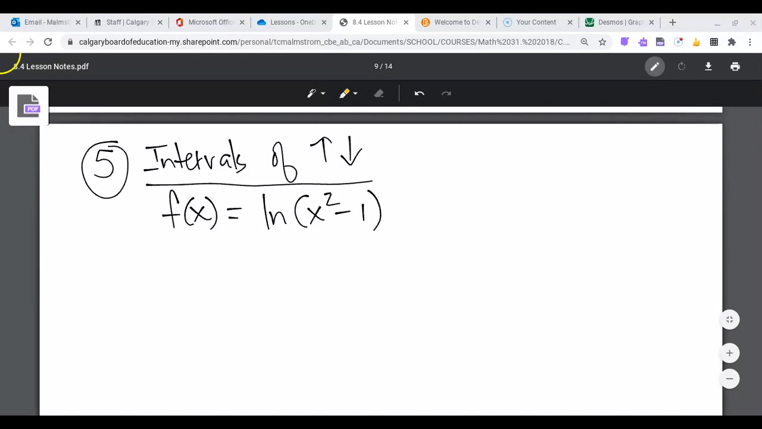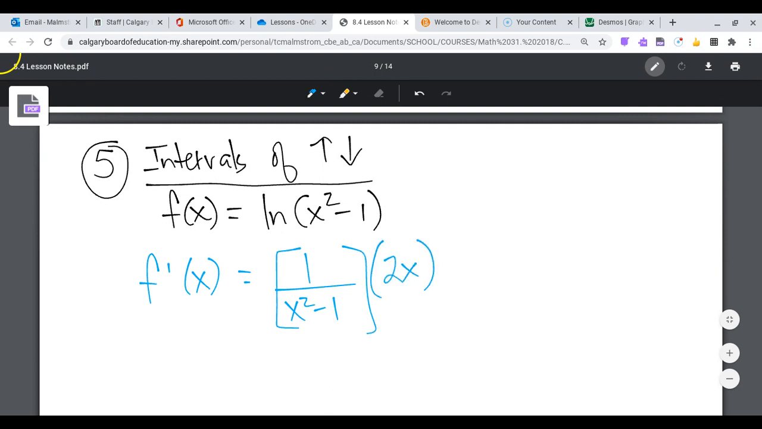Okay, intervals of increase, decrease. So for our function, ln of x squared minus 1, our derivative will be 1 over the argument multiplied by the derivative of the argument. So then we will have to think about setting that equal to 0 to find our critical number. So really we have 2x on x squared minus 1. We could factor that bottom if we wanted to, or leave it as x squared minus 1.